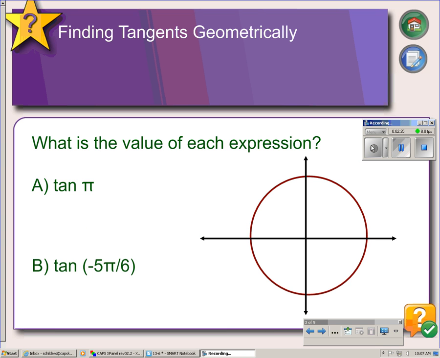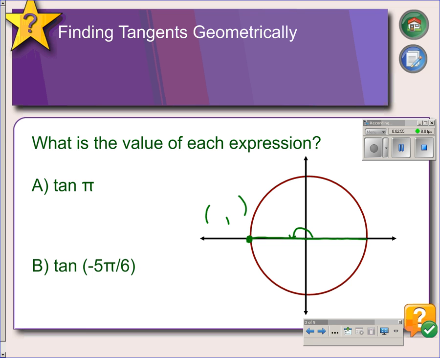So using that same idea, we can find some other tangent values. If we're looking for the tangent of pi, that means our angle goes from standard position all the way over here to pi. So at this point in the unit circle, our coordinate would be -1, 0.